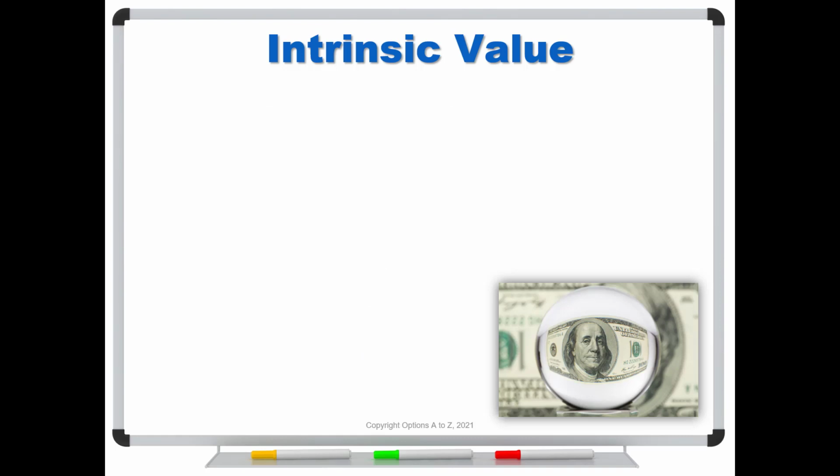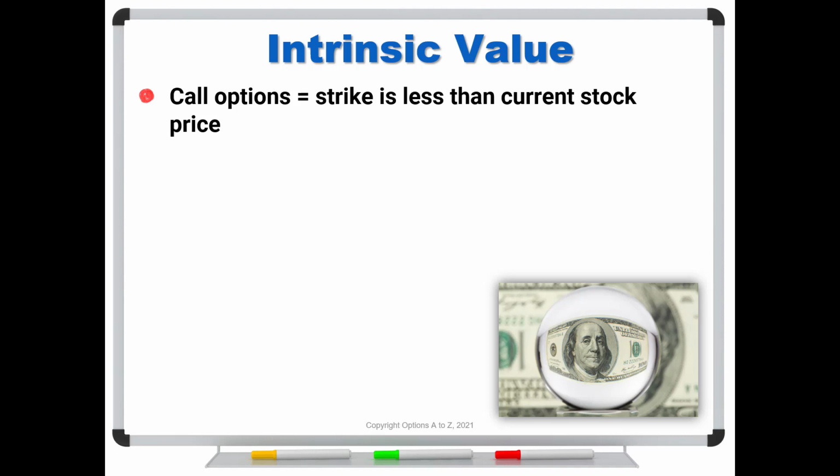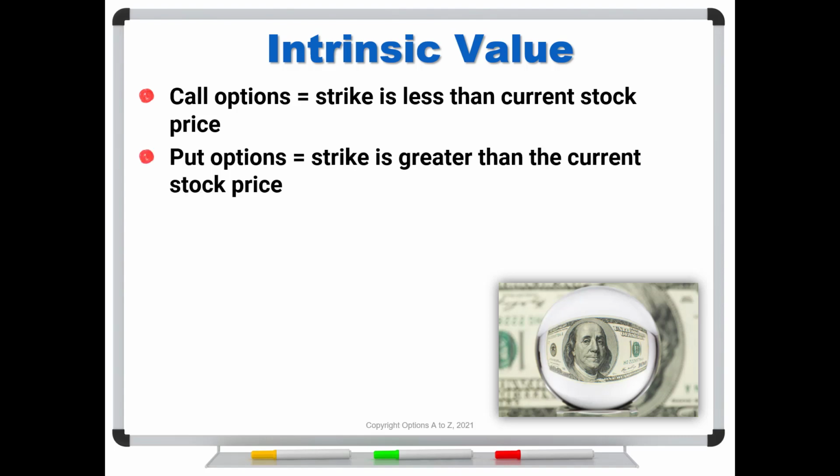So for a little more detailed definition of intrinsic value, for your call options, it means the strike price is less than the current stock price. So in the last example, we saw the $100 call with the stock at 102. For put options, it's just the opposite. The strike is greater than the current stock price. So if the stock is 102, we might need to see the 103, 104, 105 strikes. Any strike above 102 would be an in-the-money put option.